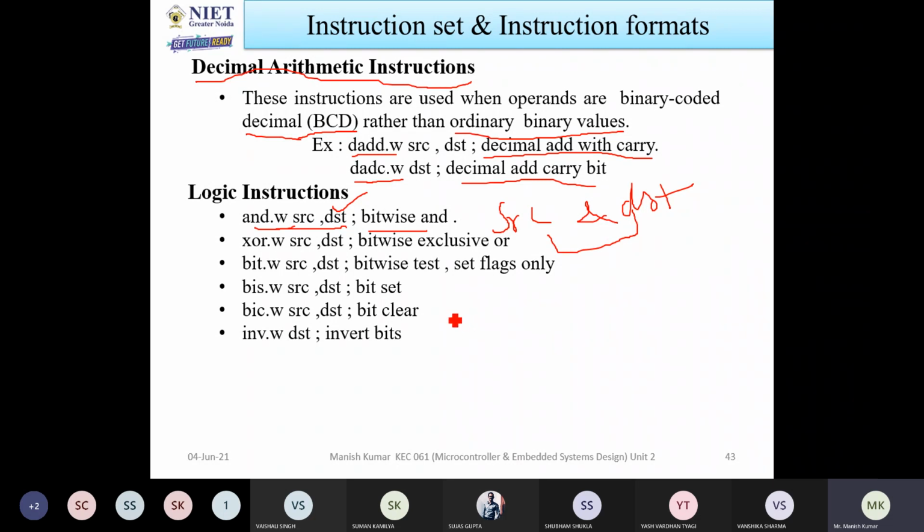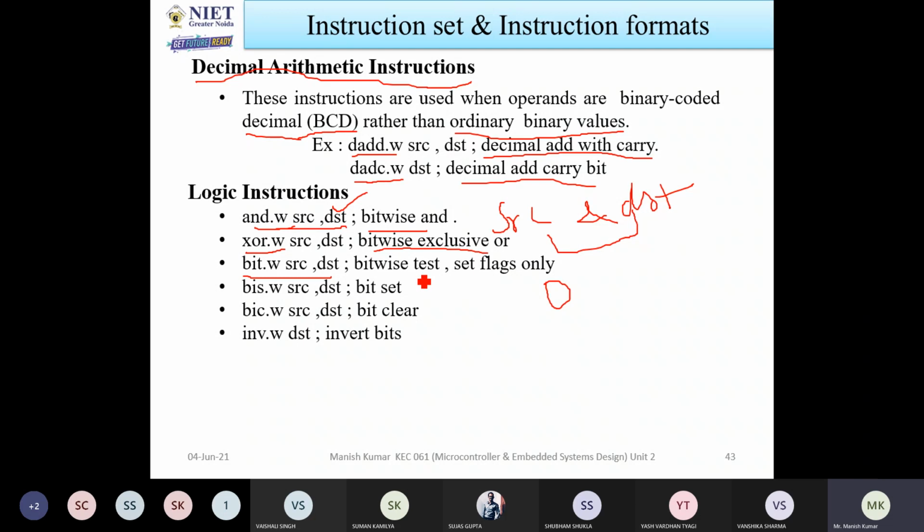Like you can see, XOR.W. When you want to use bitwise exclusive OR operation, then you can use the instruction XOR.W SRC DST. So the source register value and destination register value will be XORed, exclusive or, bitwise. If you want to set flags or use a bitwise test, then you can use bit.w SRC DST. So this source and destination will be bitwise tested. Bitwise test means it will compare with 0.